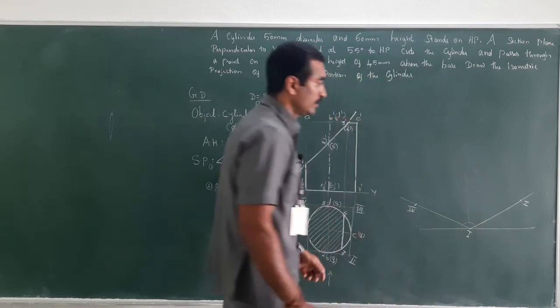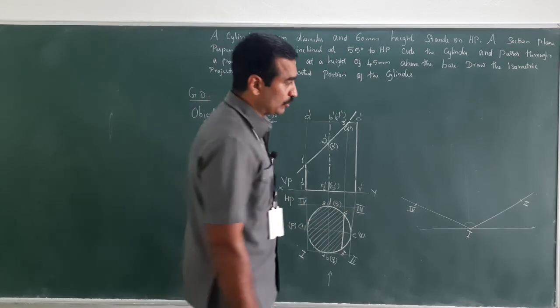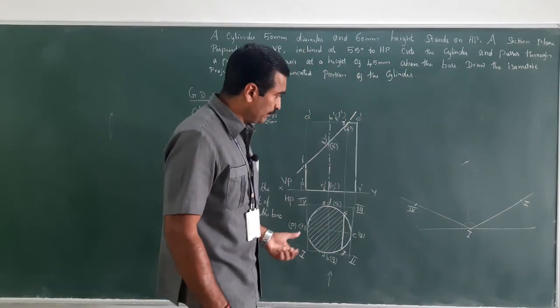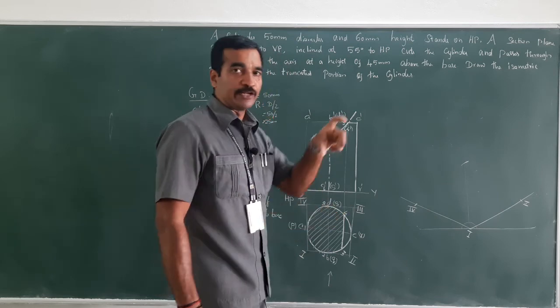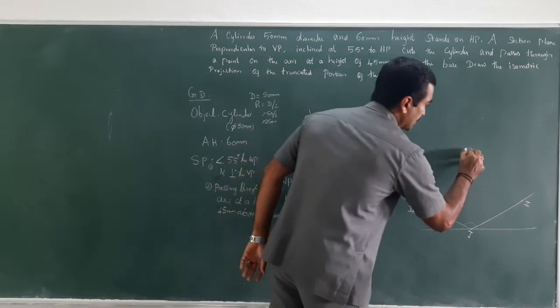So now take the distance between 2 and 3 in your compass, keeping at 2, cut an arc. Similarly, take the distance between 4 and 3 in your compass, keeping at 4, cut an arc. This point is nothing but 3.